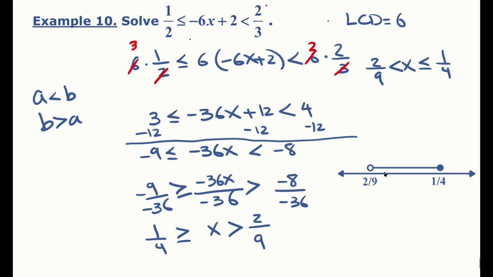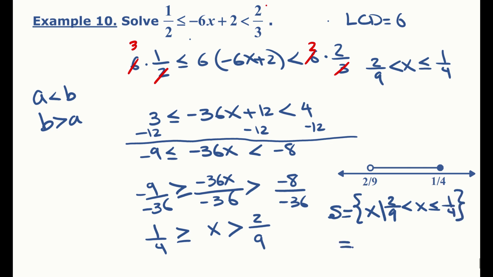So there's the graph of our solution set, and we can write the solution set now in the following manner. We can say S is equal to... now, if we wanted in set builder notation, that's simple enough. That's all x such that this happens, right? Meaning 2/9 is less than x less than or equal to 1/4.